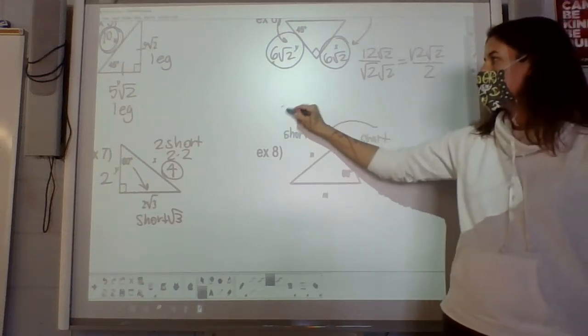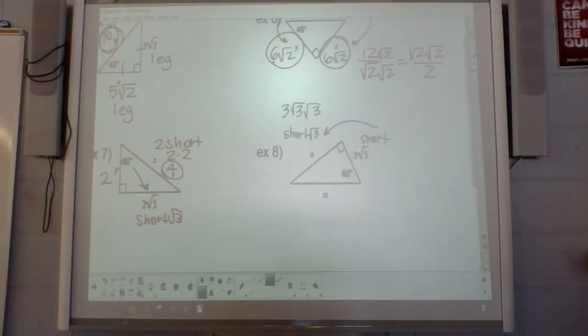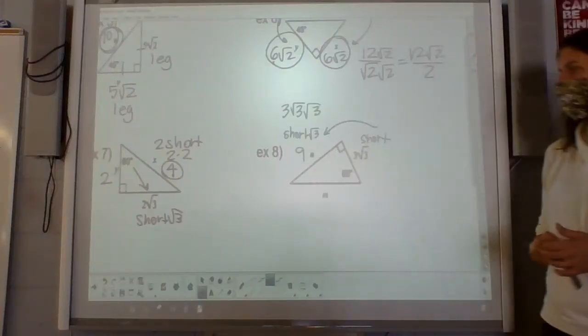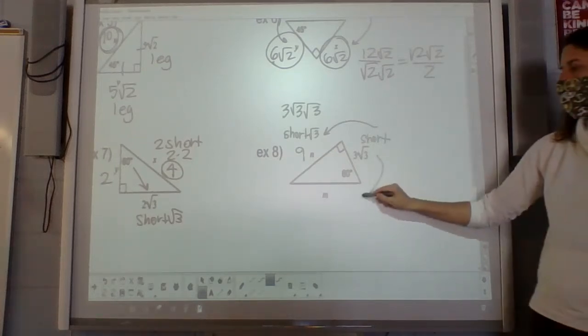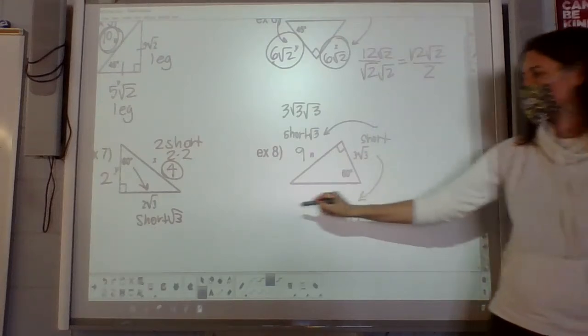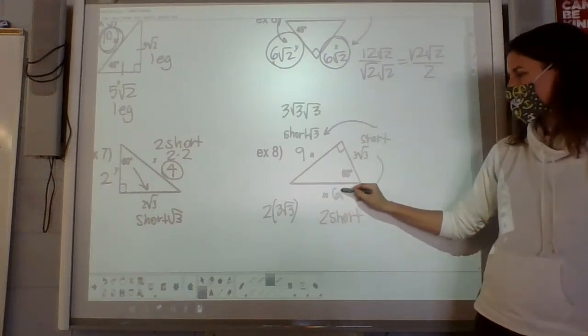So I'm going to take 3 square root of 3 and multiply it by the square root of 3. Square root of 3 times square root of 3 is just going to be 3. 3 times 3 is just going to be 9. So that's my n value. And then to go this way, I double the short. 2 times the short. So I'm just doing 2 times 3 square roots of 3. So that's just going to be 6 square roots of 3.